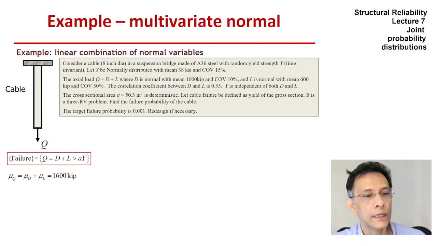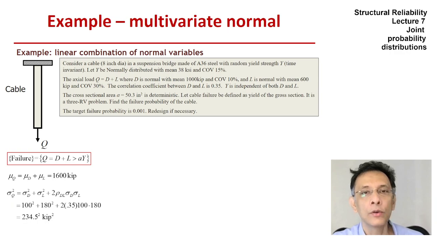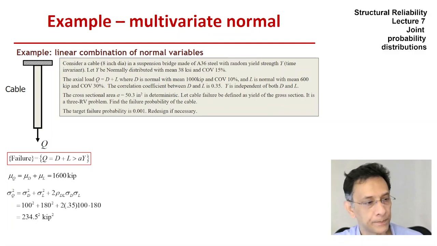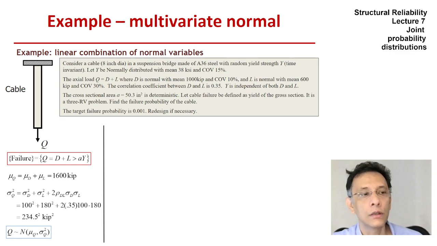The mean of Q is simply the sum of the means, as we have seen before several times, and the variance of Q now not only depends on the variance of D and L, but also on their covariance because they are correlated. So if you put in all the numbers, the variance of Q turns out to be 234.5 squared, the units being kip. Now the important realization is that Q, because it's a linear combination of normals, is also a normal random variable.